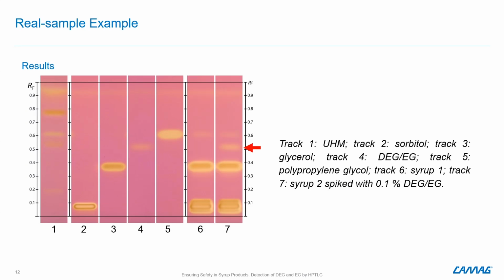And now to an example. In the real syrup samples, we see syrup 1 on track 6 and syrup 2 spiked with 0.1% DEG and EG on track 7. In the spiked sample, there is a clear DEG and EG zone at RF 0.53, which perfectly matches the reference, confirming the method's accuracy. From a quality control perspective, this means the sample on track 6 would be considered compliant, while the sample on track 7 would clearly fail due to the presence of DEG and EG.